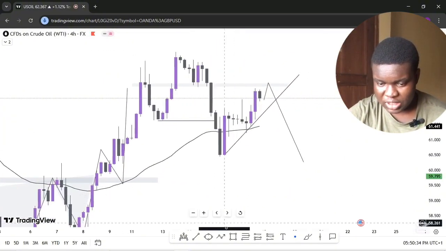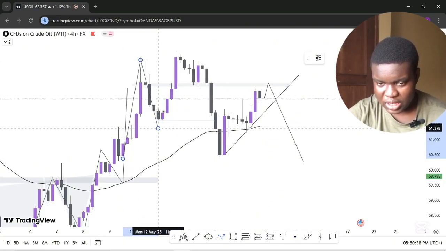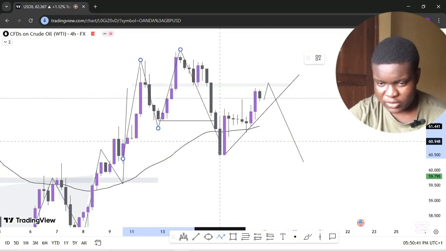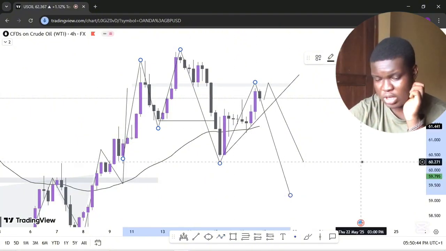So what I'm currently seeing now is a switch in structure. This was a higher high. This was a higher low. And this is like equal highs. Then price gave us a lower low. After a lower low, I'm expecting a lower high from here to give us the next lower low.